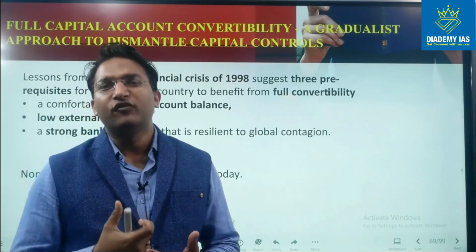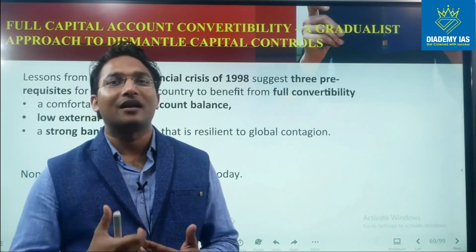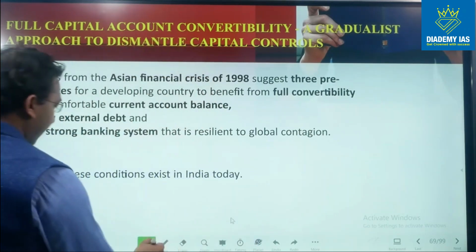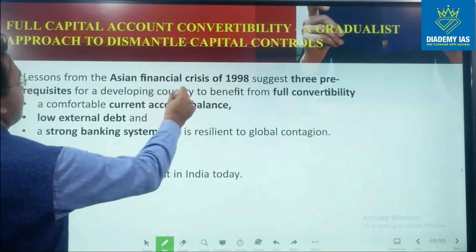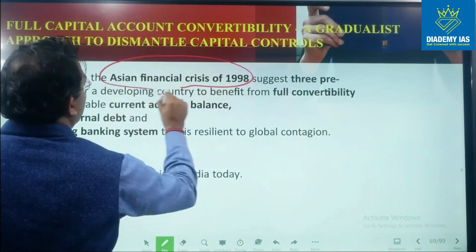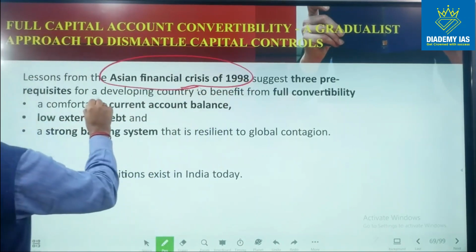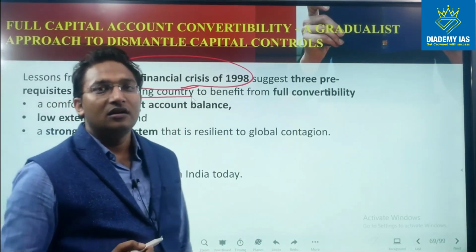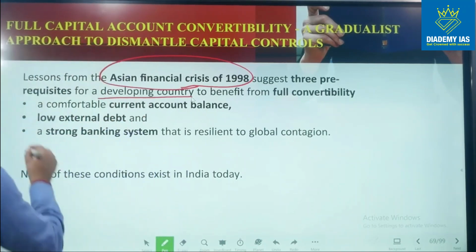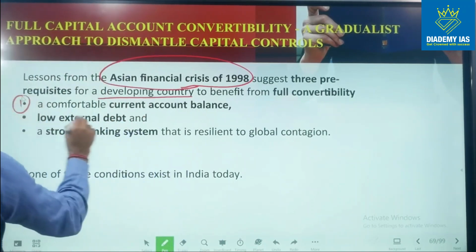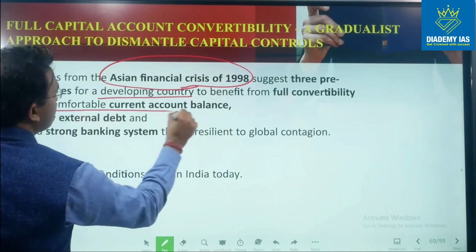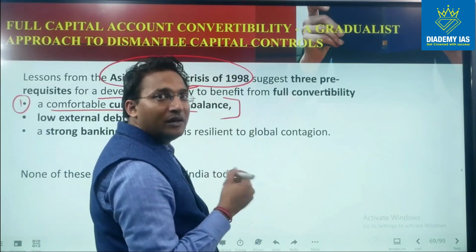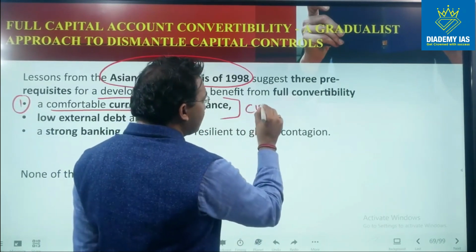So friends, now the question arises: what should be the prerequisites before we introduce the fuller capital account convertibility? There are some lessons which we can take from the Asian financial crisis of 1998. So for a developing country like India to benefit fully from the convertibility, we should ensure, number one, there is a comfortable current account balance.